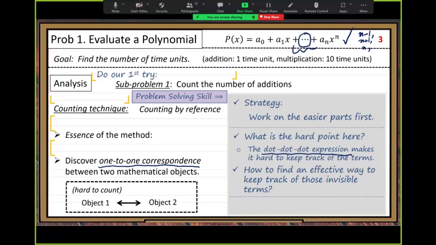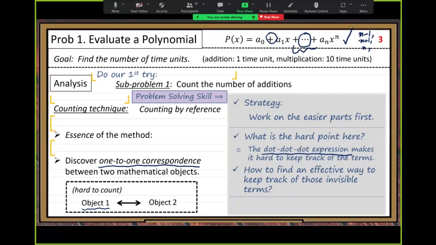For object 1, it could be hard to count directly. For example, when you count the number of additions, do you count the number of plus signs? Because each plus sign corresponds to one addition. If you can count the number of plus signs, you know you have that many additions. So our first object, the plus sign object, that's our object 1 here. But that object is not easy to count.